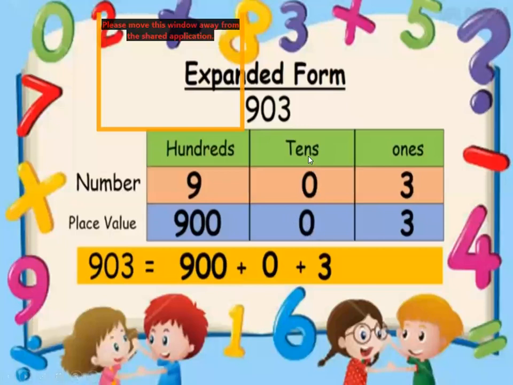0 is in the tens place. So we write here 0. And 3 is in the ones place, so we write here 3. So the expanded form of 903 is 900 plus 0 plus 3. In expanded form, we write the place value of each digit separately.